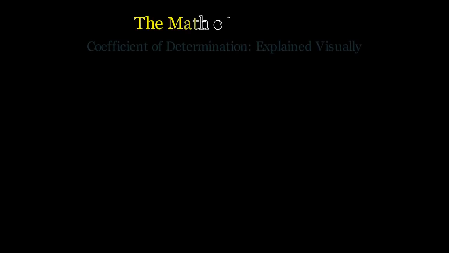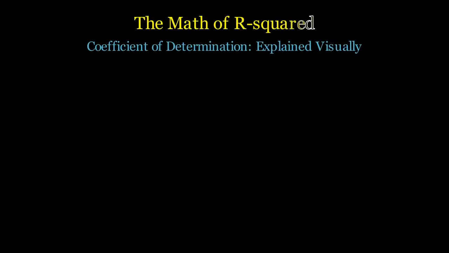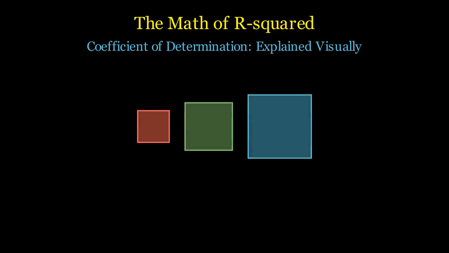Welcome to this deep dive into one of the most famous, yet often misunderstood, metrics in statistics, R-squared, also known as the coefficient of determination. Today, we aren't just going to look at dry formulas. We are going to visualize exactly what R-squared represents by drawing squares on a graph.